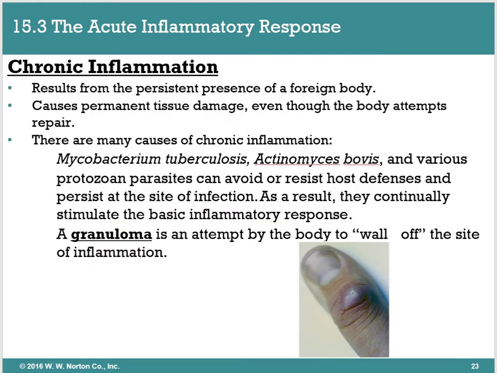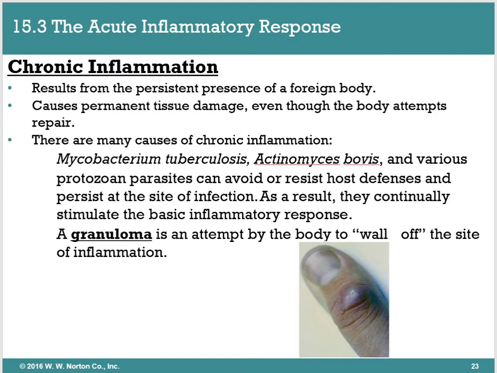Okay, but with that, let's go into different types of inflammation. The main one that I'm going to talk about is chronic inflammation. And then after that, we're going to talk about how we actually end inflammation. So chronic inflammation is a persistent inflammation over time of a foreign body. If it's not resolved, it will cause permanent tissue damage. Even though your body is trying to repair itself, since it's always inflamed, your tissue is going to be damaged to at least some extent.